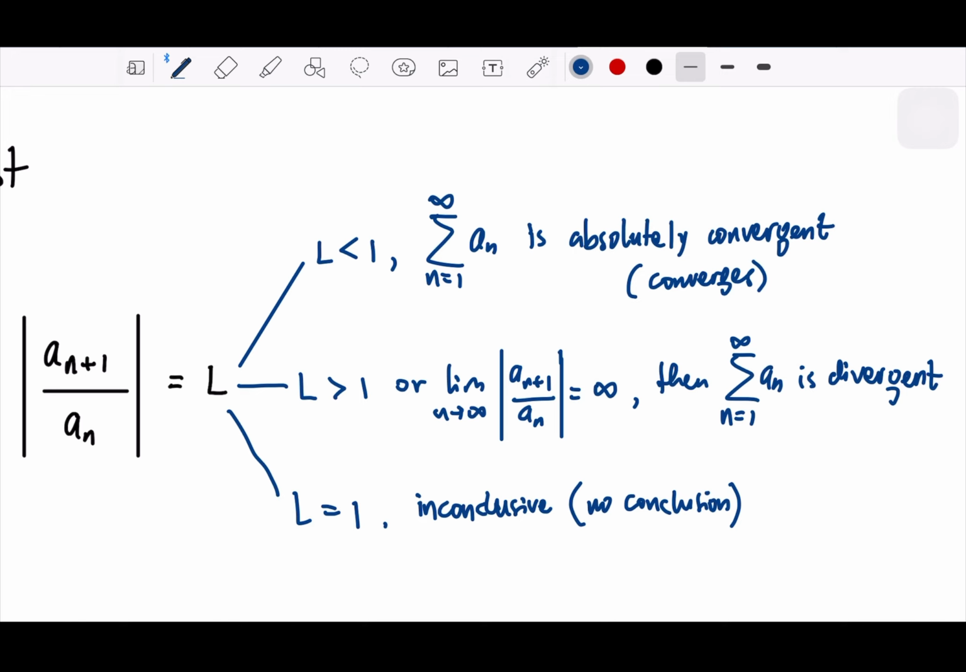The idea behind this ratio test, if you look at how these three cases are, is actually based on, or similar to, what we have in the geometric series. In a geometric series, we have the ratio, and the ratio will determine how the series will be. If the ratio is between -1 and 1, if you remember the geometric series, you will have convergence, right?